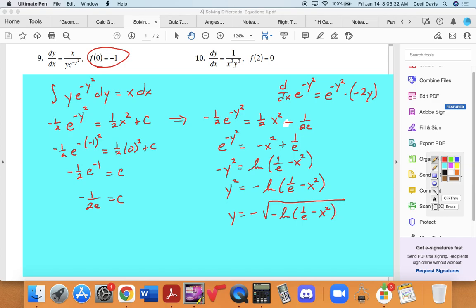We talked about checking these by taking the derivative. There's no way I'm checking this by taking the derivative. It's just too ugly. But I will make sure that f of 0 comes out to be negative 1, because that doesn't take very long. If I substitute in 0 here, I've got natural log of 1 over e, which is negative 1, times the negative is positive 1. Take the square root, still 1, multiply by negative, negative 1. Huzzah!